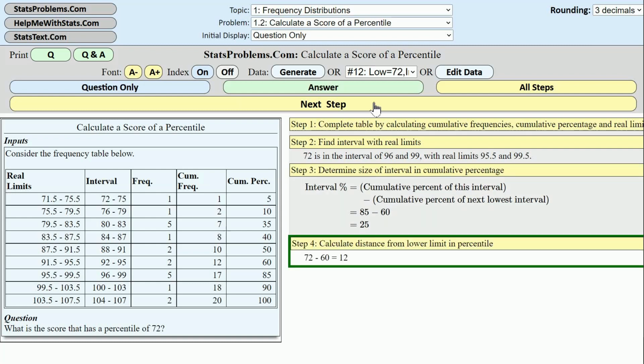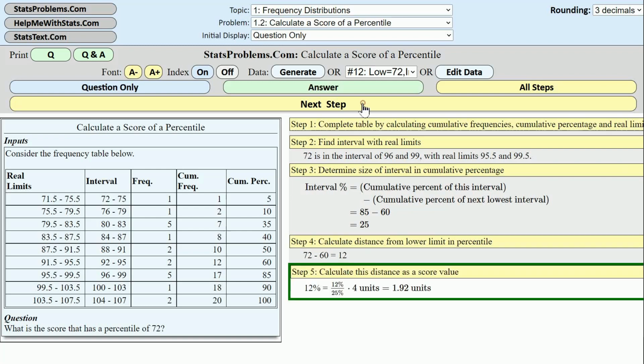In Step 4, we calculate the distance in percentile of our score from the lower real limit. This distance is our percentile of 72 minus the percentile of the next lower interval, cumulative percentile of 60. 72 minus 60 is 12. Our percentile of 72 is 12 percentile points from the bottom of our interval.